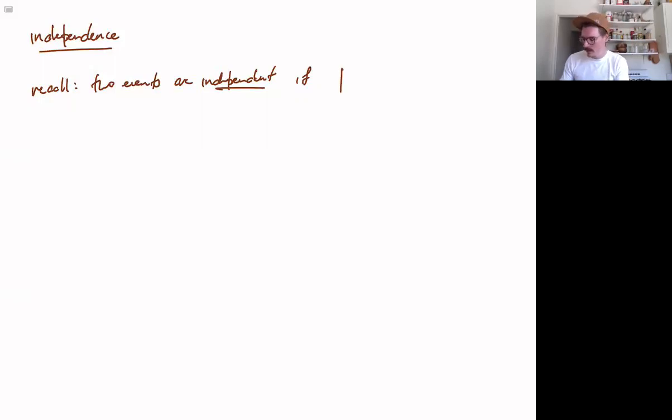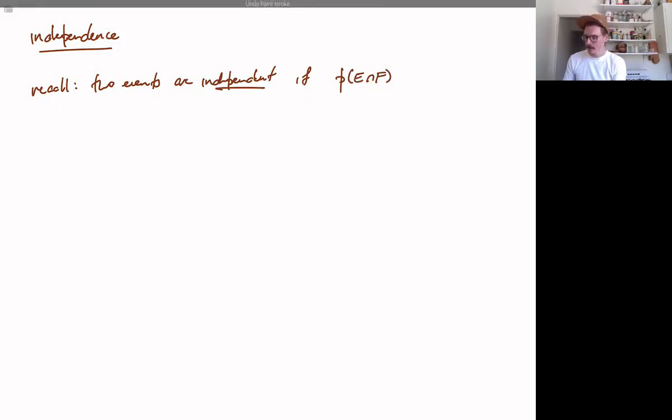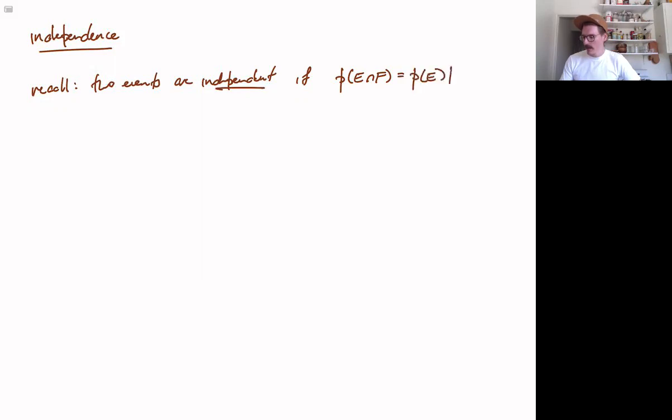The more usual way is to say that the probability of E intersect F, so E and F are our two events, our subsets of our sample space. So two events are independent if the probability of E intersect F is equal to the product, probability of E times probability of F. But another equivalent way to say this is that the probability of E given F is equal to the probability of E. So knowing F does not change the probability of observing E.